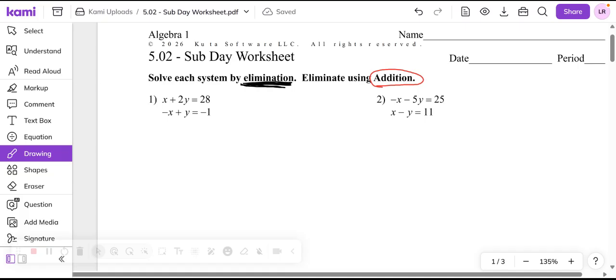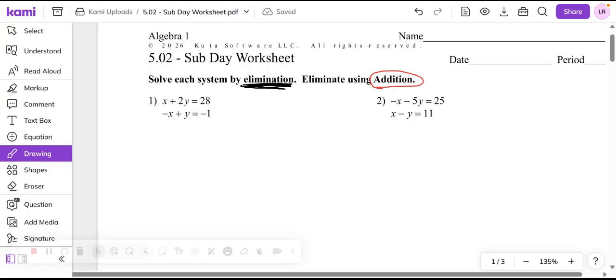So, let's look first at number one. The thing I notice immediately in number one is the x variables are opposites, meaning the top one is a 1x and the bottom one is a negative 1x. What's important about that is when I see opposites, that helps me see that I can use addition of these two in order to eliminate one of my variables.